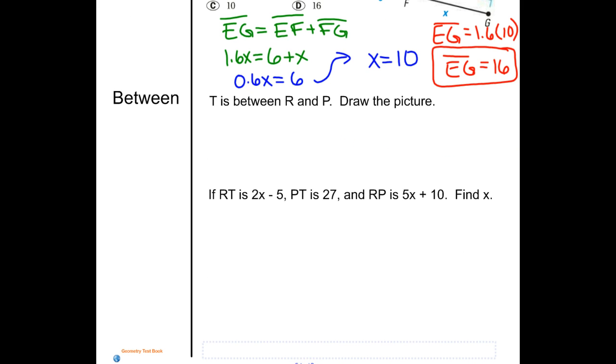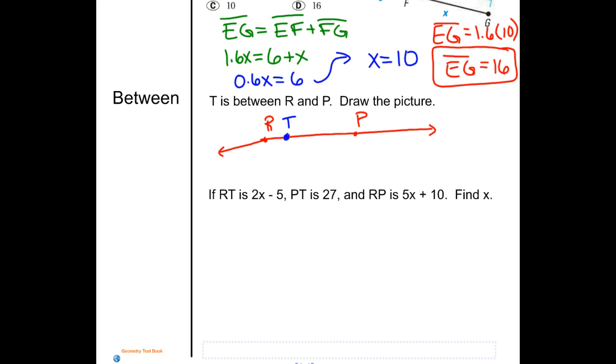Now, between. So T is between R and P. Draw the picture. We have two points, R and P. Those are going to make a line that goes through them. Sorry, my line's not very straight. Now we need to put T between them. Remember, if I'm starting at R and going to P, that means I have to hit T. So there is my T. Now, does it have to be right there? No, it can be anywhere in between those. That's all we need to do.